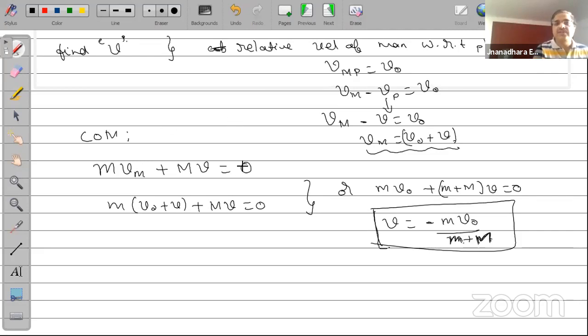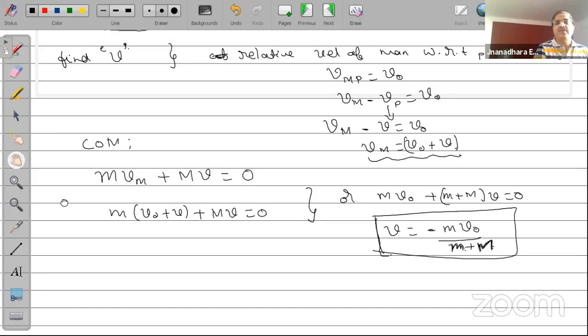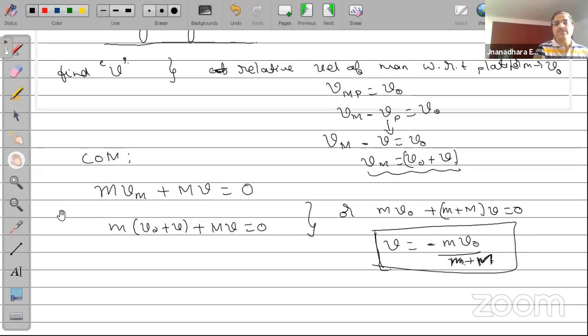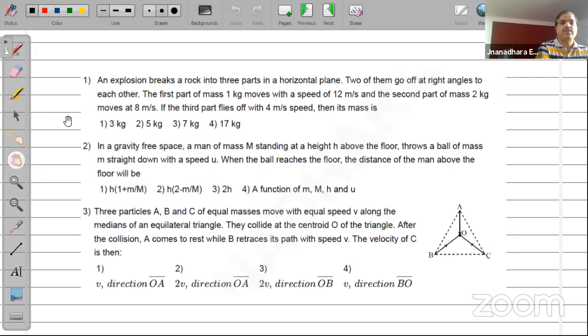Have you all written down this? If you all have written down this, then I'll go to the MCQs to be solved today. So since I got some yeses from many of you, I'm now going to my MCQ part. Let's look at the first problem.